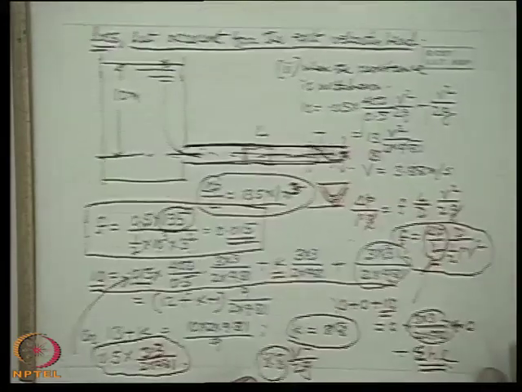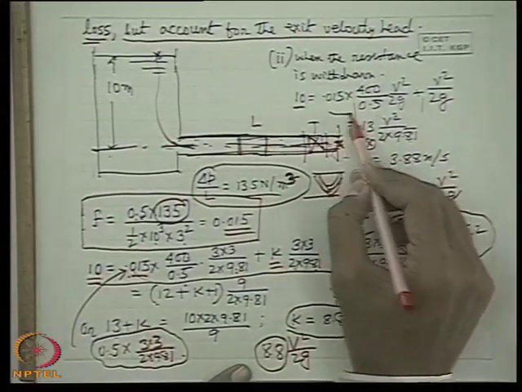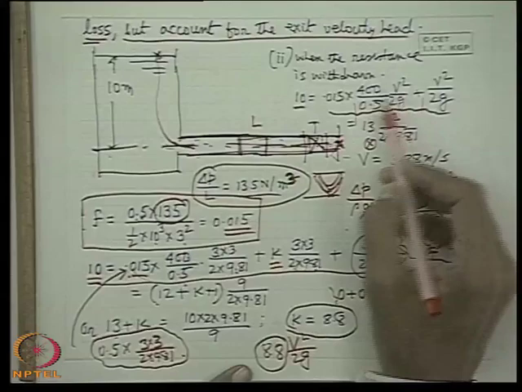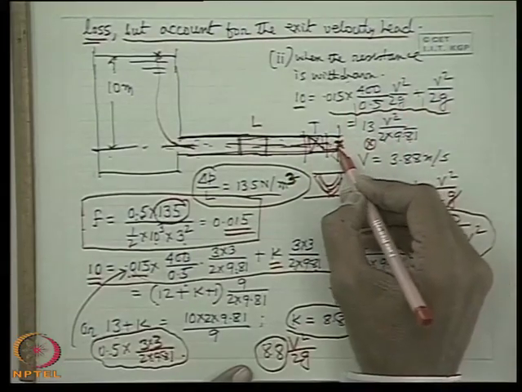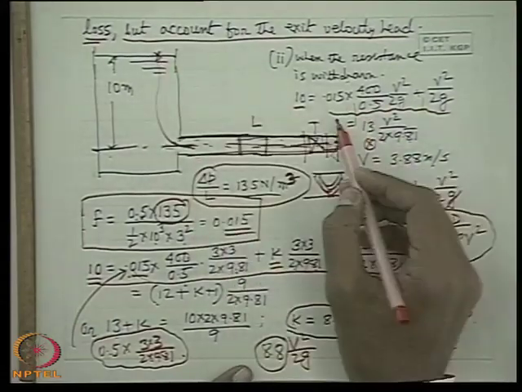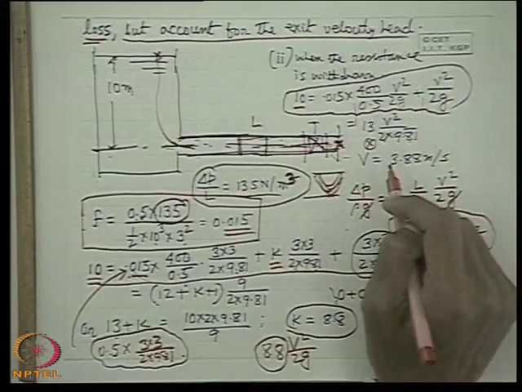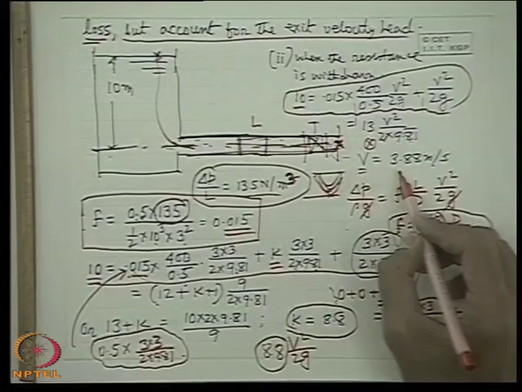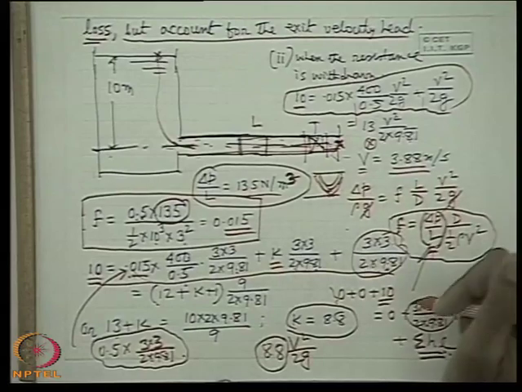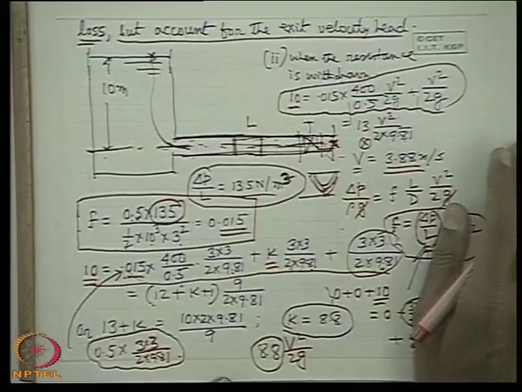Now, when the resistance is completely withdrawn, it is a simple job. This is equal to the case without any K V square by 2G loss. That means it is the frictional loss plus the velocity head. If I write the Bernoulli's equation between this point and this point, the basic frictional equation is like that. And then we get the velocity of flow as 3.88. So the velocity of flow is increased from 3 meter per second when the resistance is completely withdrawn.